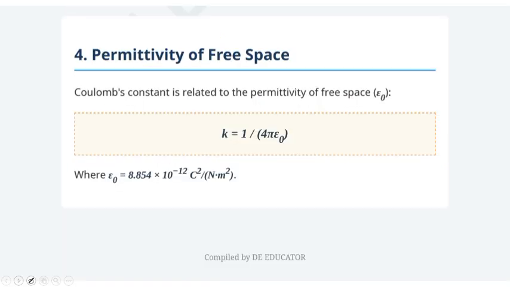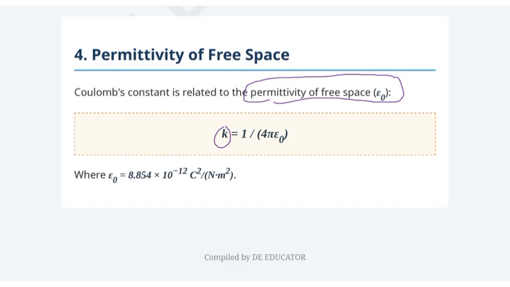All right, so moving on, we have the permittivity of free space. Permittivity of free space is another concept we are going to look at. So what exactly is permittivity of free space? It is a constant. What exactly is this constant? Remember, Coulomb's constant is key, and Coulomb's constant is related to the permittivity of free space, which is represented as this epsilon, subscript 0.